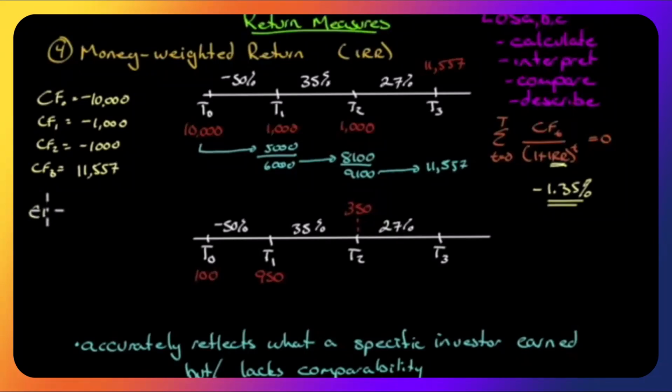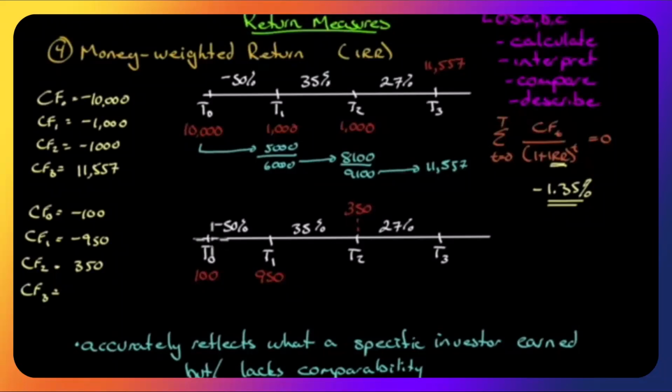Good enough. Well, let's take the same returns, but let's just change the sequence of cash flows. Here, our cash flow at time 0 is negative 100. Our cash flow at period 1 is negative 950. Our cash flow at period 2, we see that we withdrew $350, so we actually get 350. And our cash flow at time 3 is, well, we don't know. That we have to solve for.